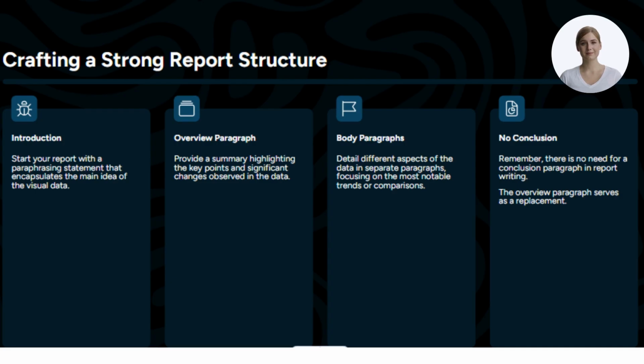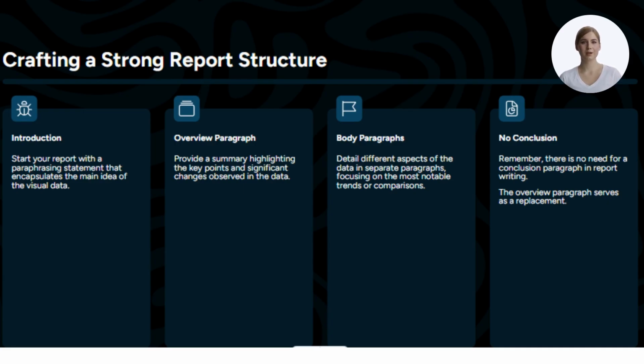Overview paragraph. This paragraph should highlight the key points and major changes observed in the data. Mandatory start. Begin this paragraph with the word overall or in general to make it clear that you are providing a summary. Example. Overall, the majority of graduates secured full-time employment, while the government sector offered the highest average salaries.